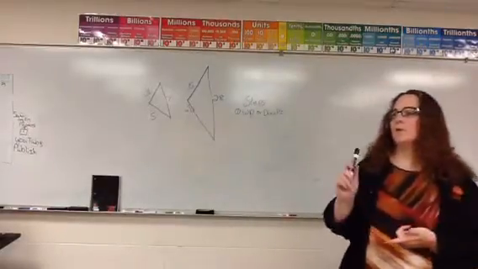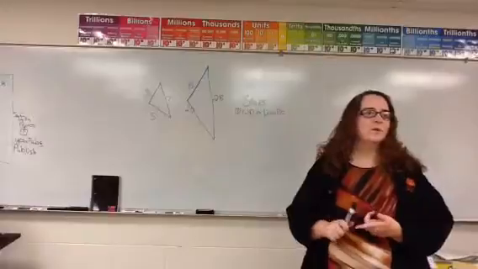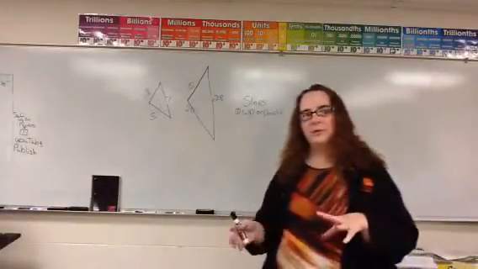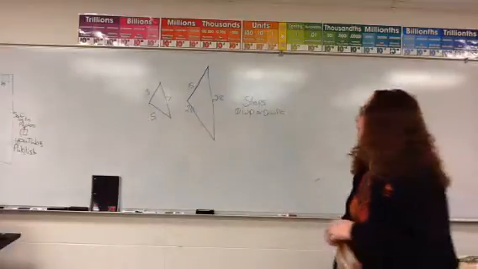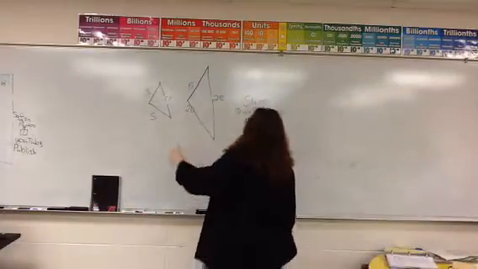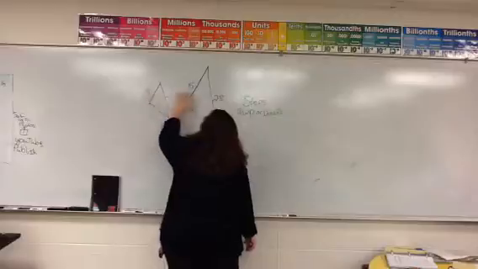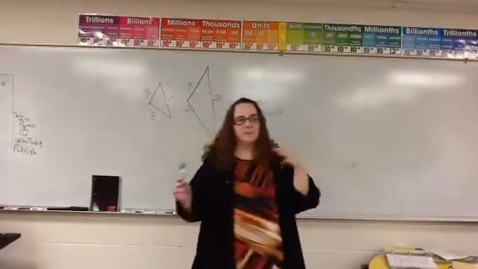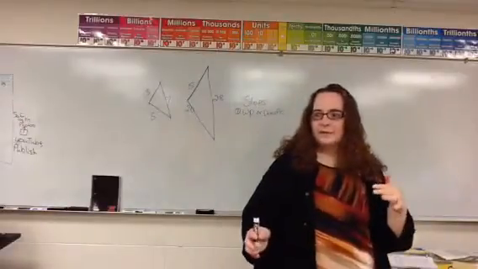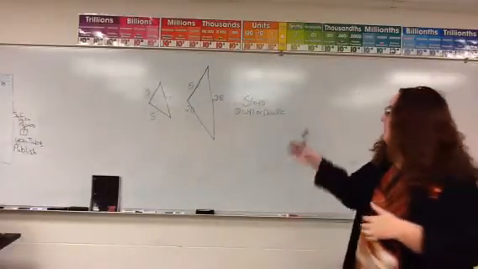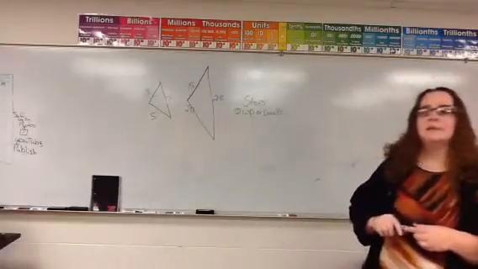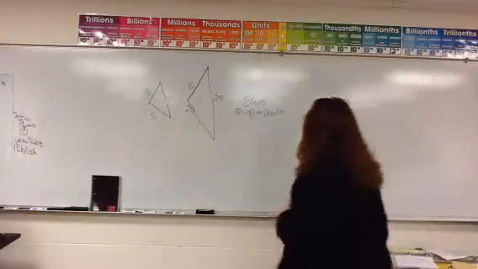The first one is corresponding sides. Corresponding sides means the same side on a different picture. So if it's the left top on this one, it's also the left top on the other. Same position, different picture. Does that make sense to you guys? Mm-hmm. So if it's the far right, it's the far right. Those are corresponding sides. The same thing goes for corresponding angles.